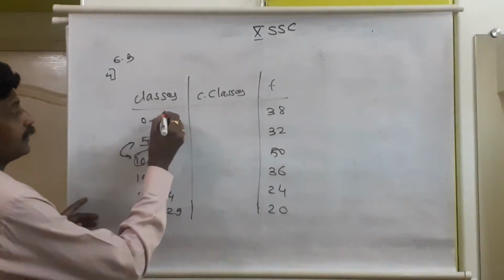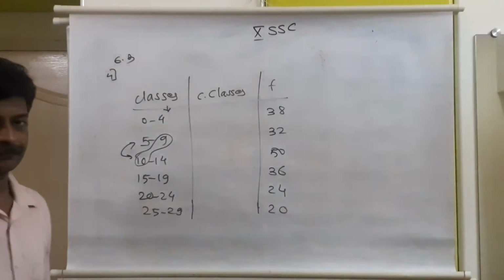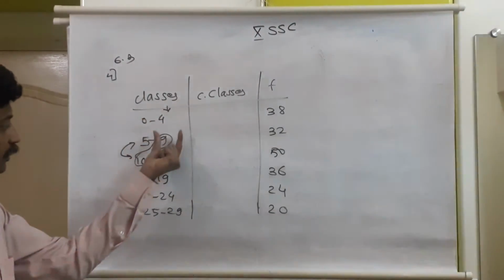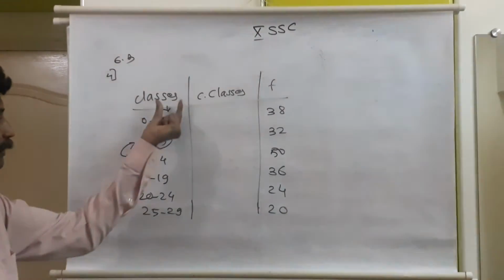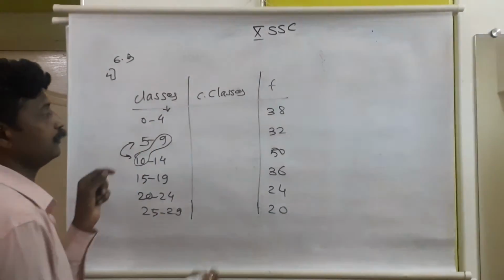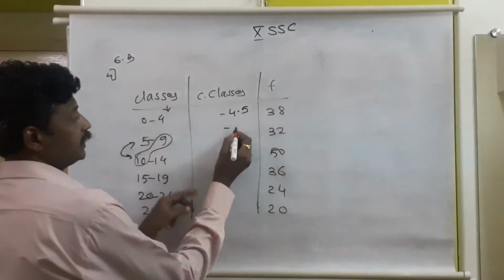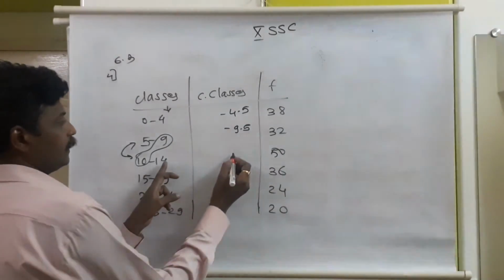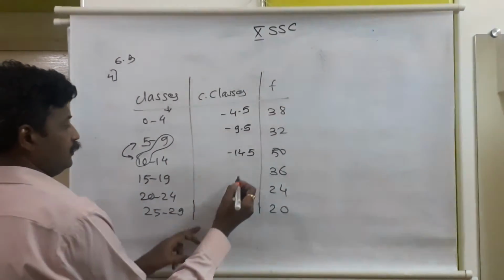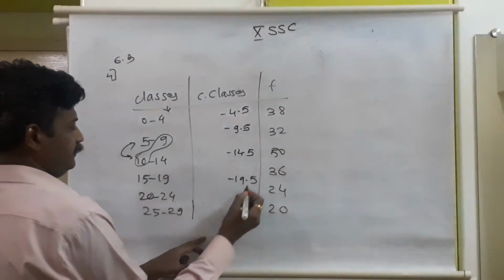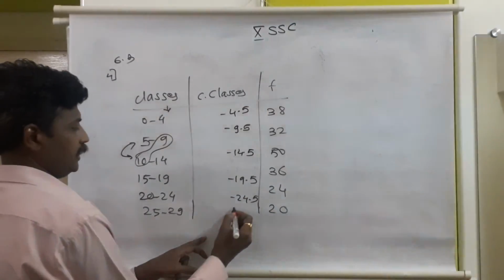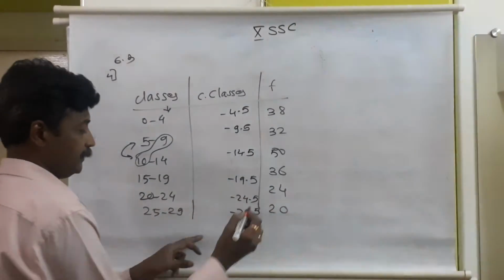Add 0.5 in all the upper limits. These all are the upper limits, we have to add 0.5. So 4 plus 0.5 will be 4.5. 9 plus 0.5 is 9.5, 14 plus 0.5 is 14.5, then 19.5, 24.5 and 29.5.